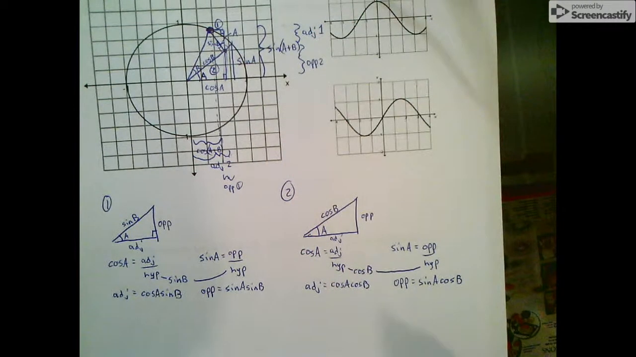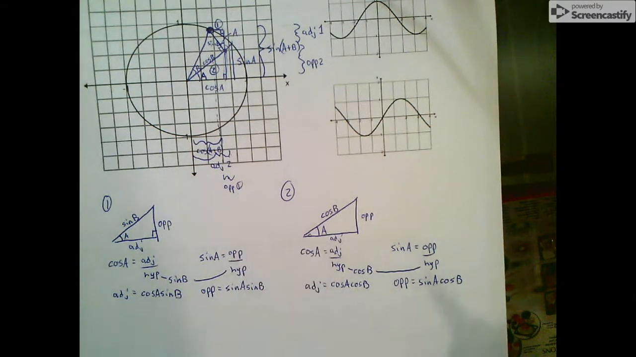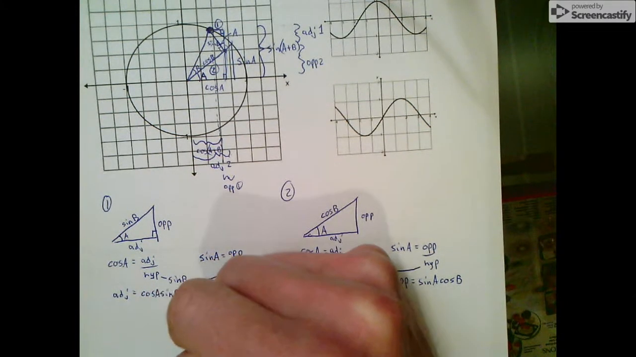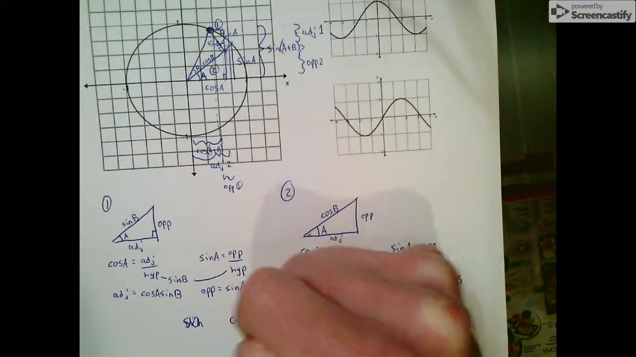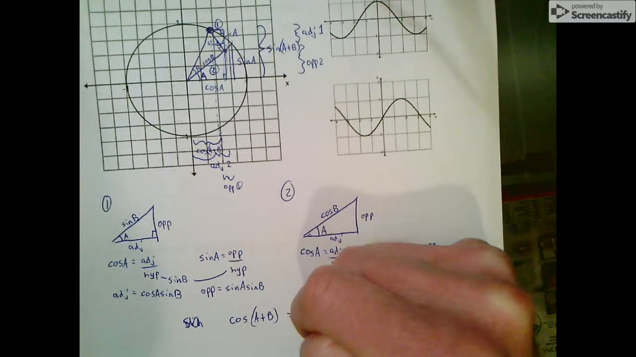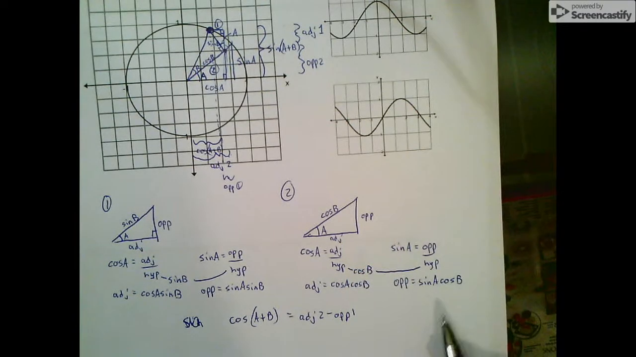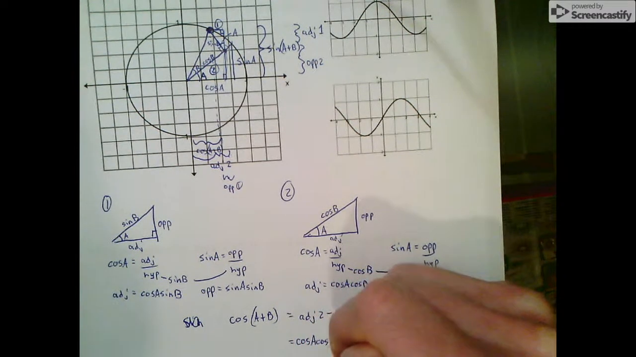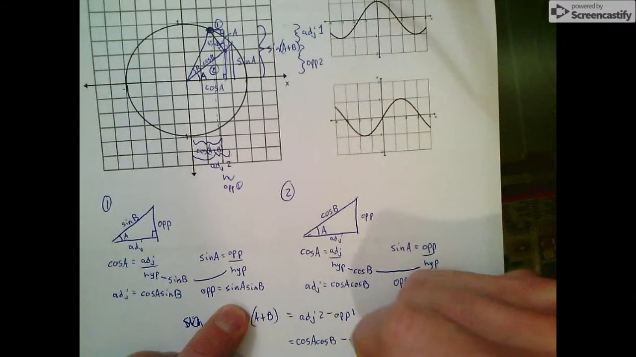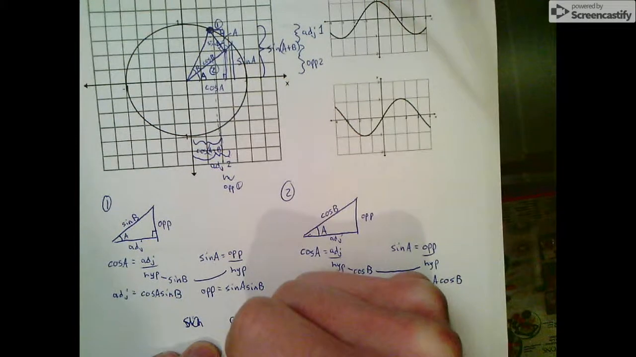So what we're left with is that cos of A plus B is adjacent 2 minus opposite 1. Let's write that out using what they're worth. The cos of A plus B is equal to adjacent 2 minus opposite 1. Looking at those values, adjacent for triangle 2 is cos A cos B, and opposite 1 is sine A sine B. And there's our first identity for the cos of A plus B.